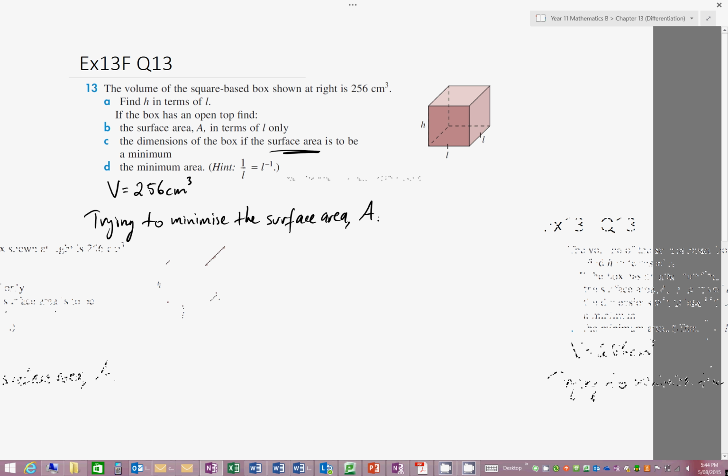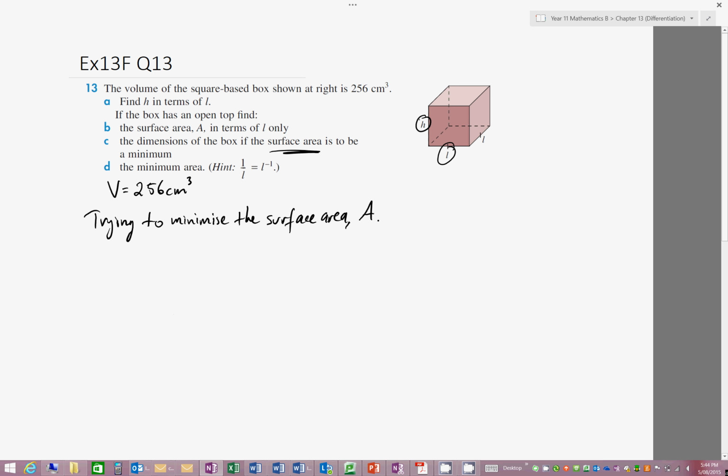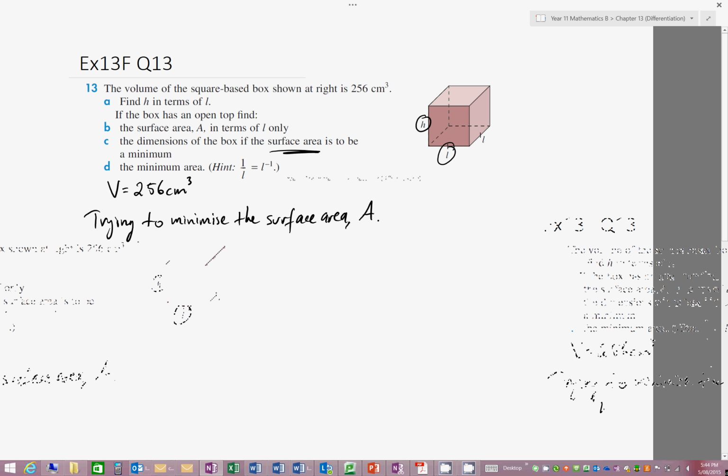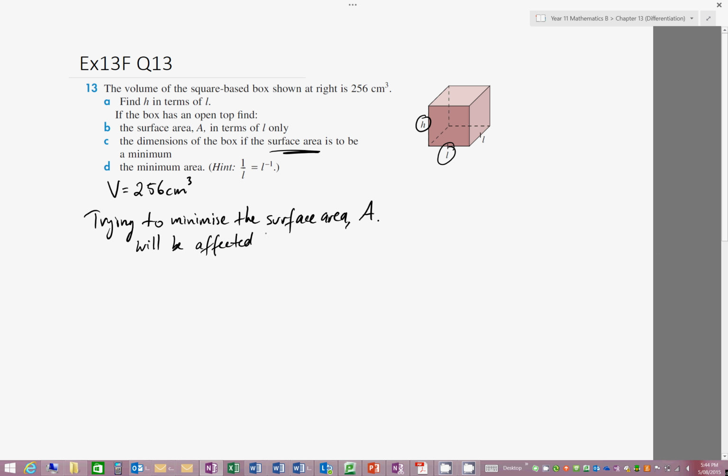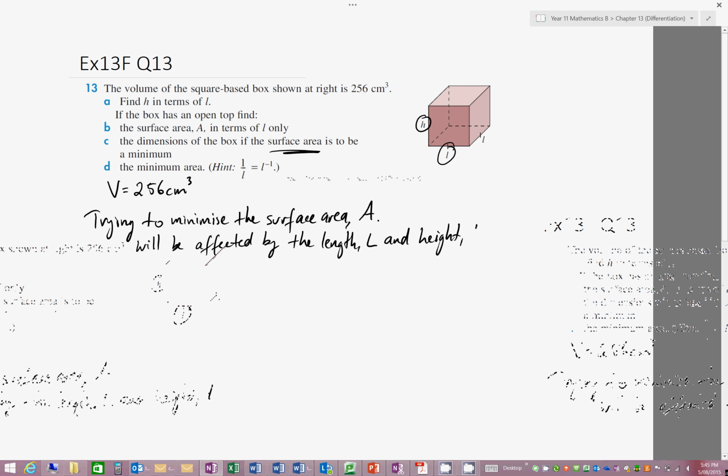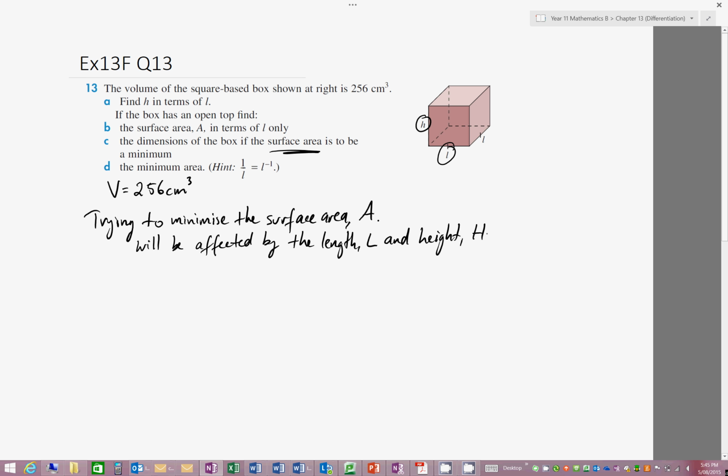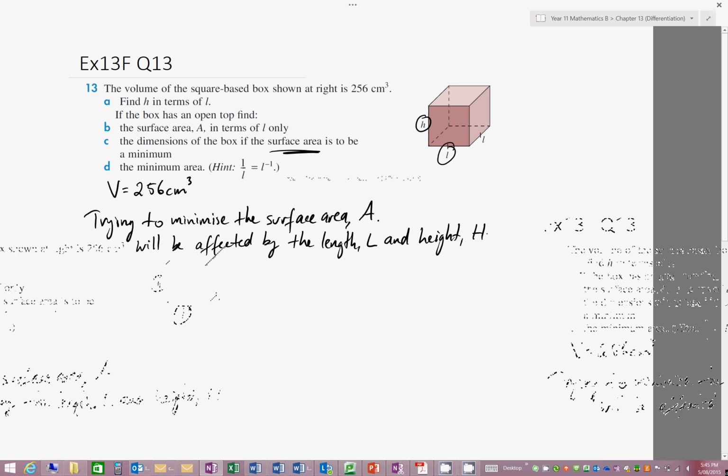Okay, it's going to be affected by the length of the square and the height. So it will be affected by the length L and the height H. They use lowercase, I'll just use uppercase because the L's look too close to ones, so it's all good. Alright. Do I know any relationships between these variables?